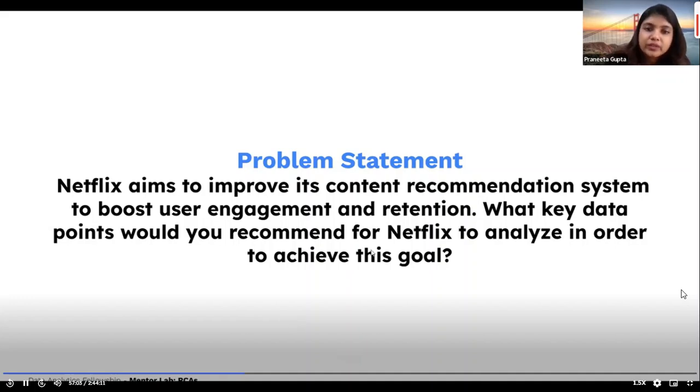If anybody would like to volunteer, then we can just have a conversation regarding this problem statement. Guys, I've not received even a single metric. Come on, please.